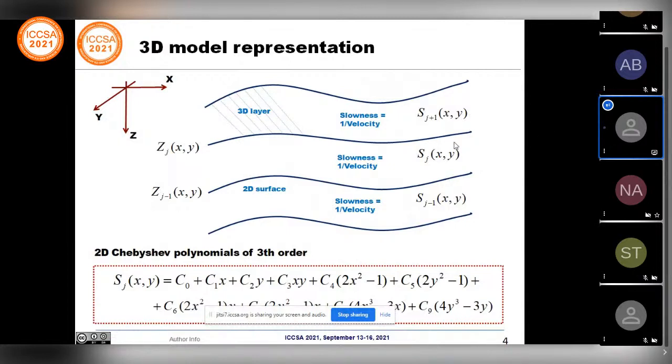The function s, which depends on x and y, is defined as a two-dimensional Chebyshev polynomial of third order. An example of such representation is shown below. And the two-dimensional surfaces are also represented by Chebyshev polynomials.